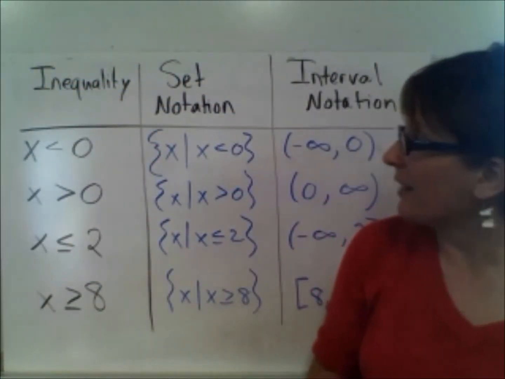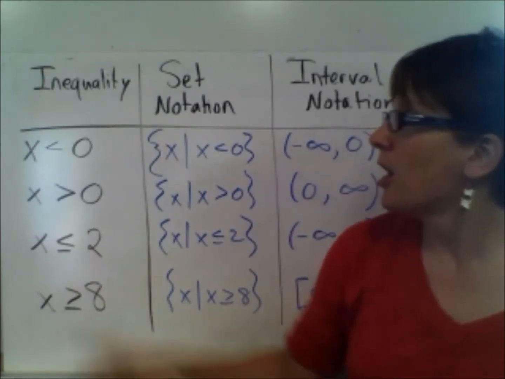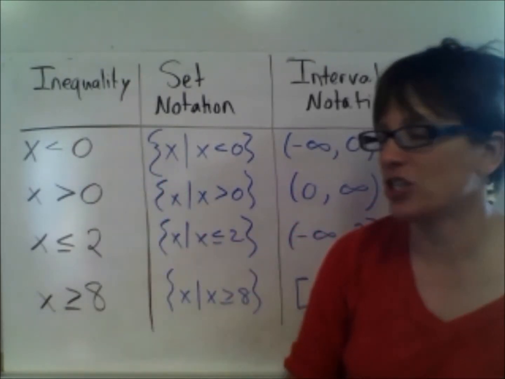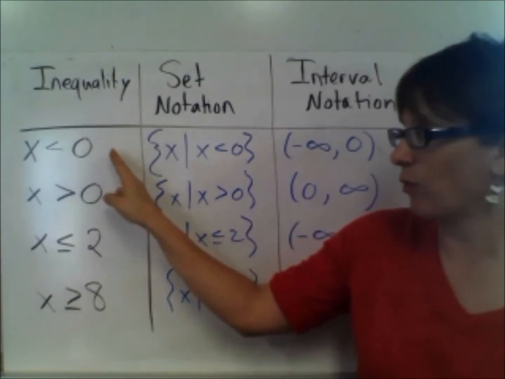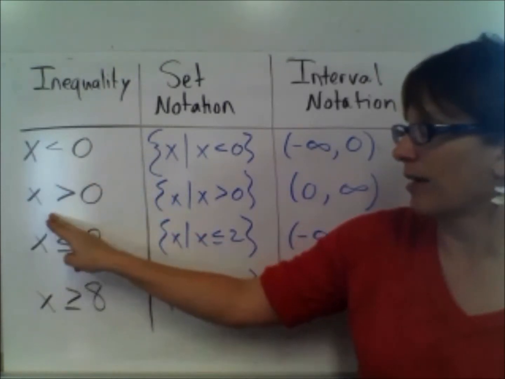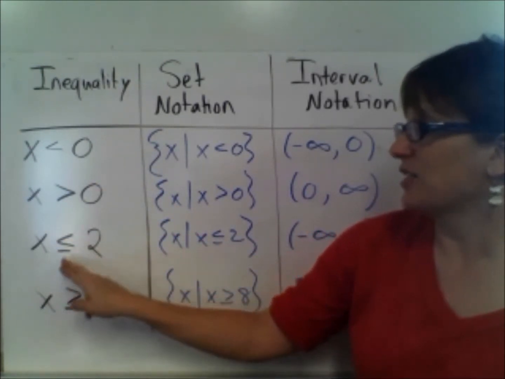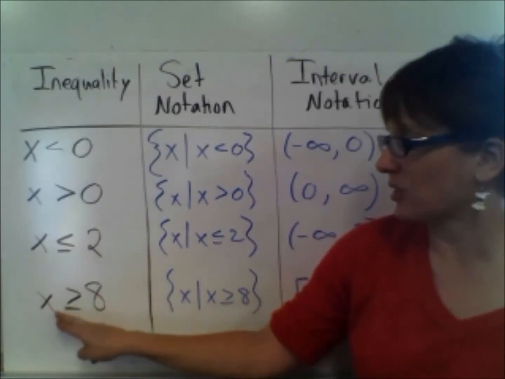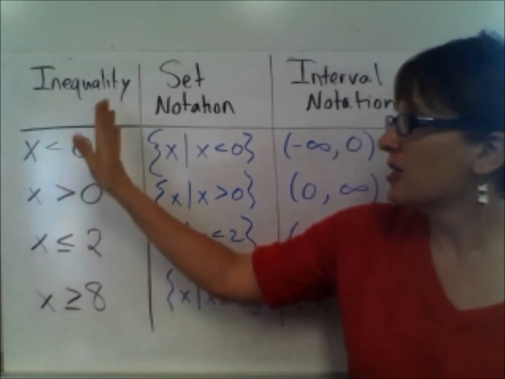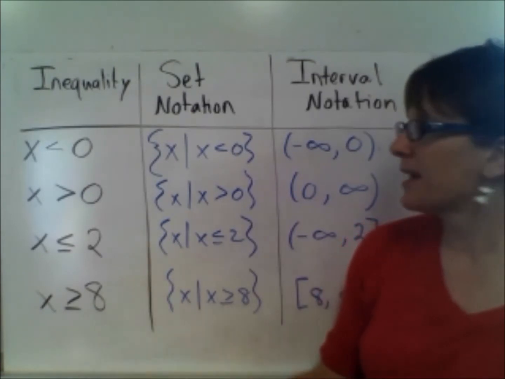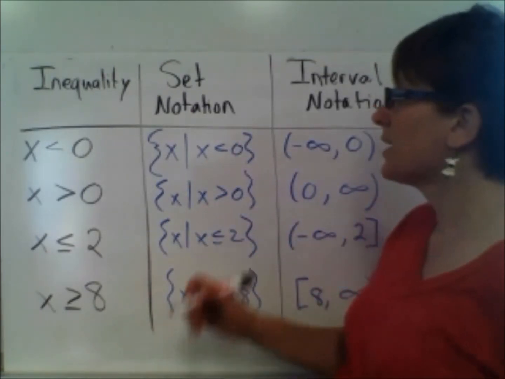Now the last page we have here is some vocabulary. The answers on the previous pages have all been in inequality form. X is less than 0, x is greater than 0, x is less than or equal to 2, x is greater than or equal to 8. This is the form you're familiar with. These are two new forms.